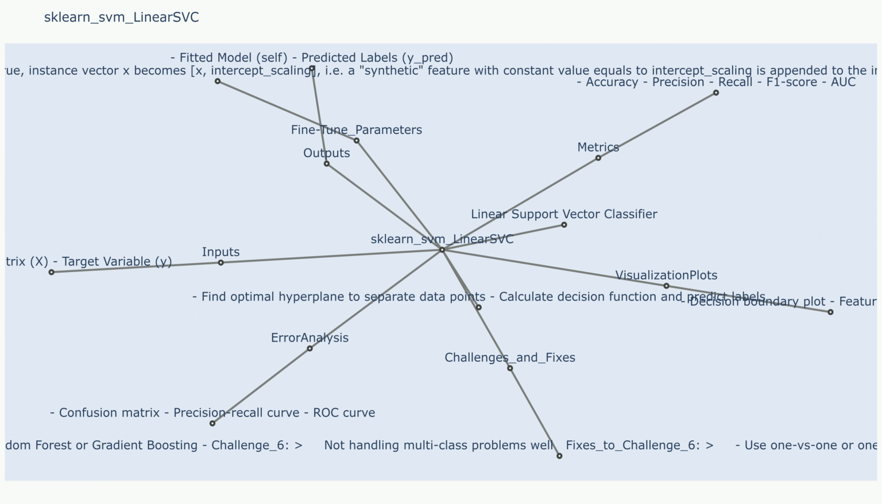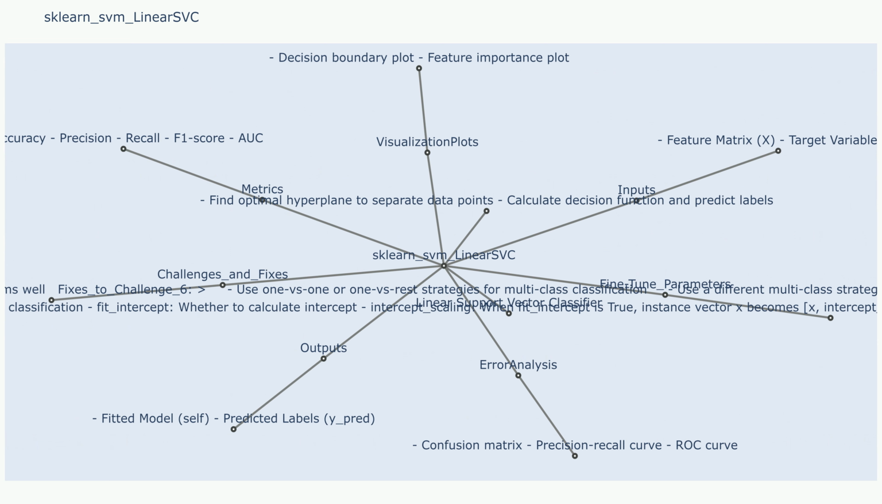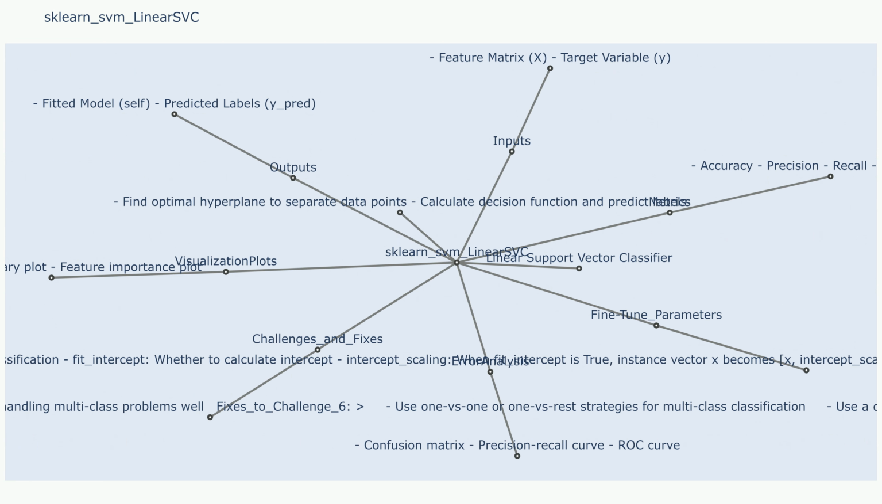Fine-tune parameters: C, the regularization parameter, controlling the trade-off between maximizing the margin and minimizing the training error. A higher C value leads to a smaller margin but lower training error. Penalty: the type of penalty used for regularization, either L1 or L2. L1 penalty encourages sparsity in the coefficients, while L2 penalty encourages smaller coefficients.